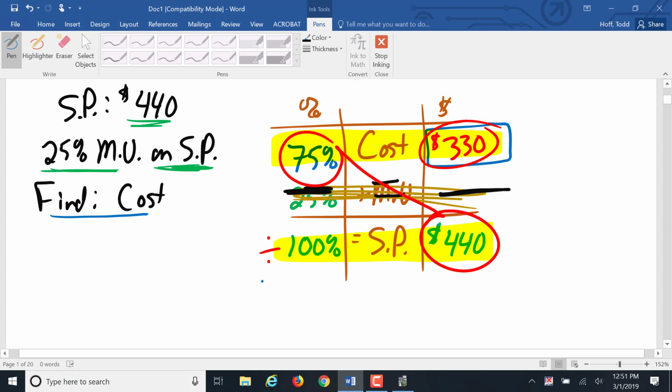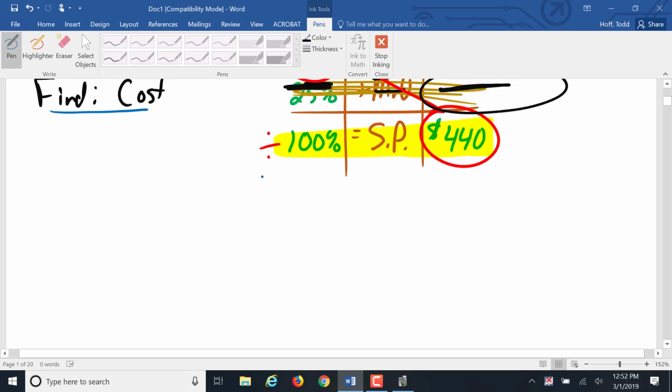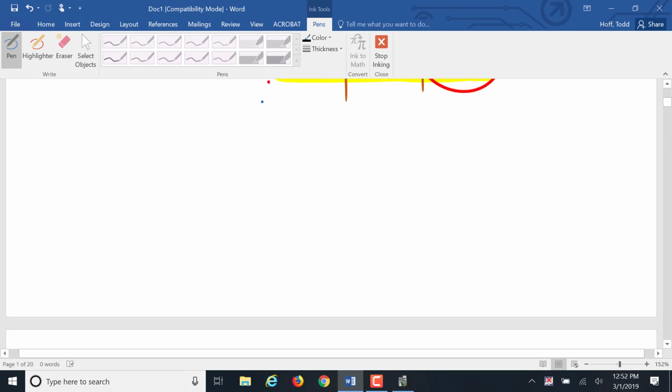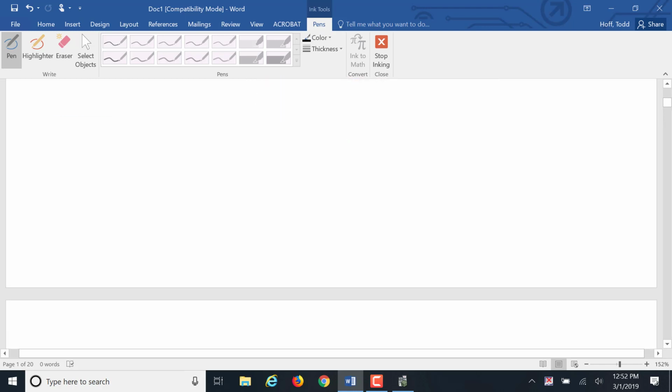Now, in each of those last two problems, you may have seen that there were other ways we could have gone about it. In this one, we could have found the dollar amount of the markup first and subtracted to get back to the cost. And we wouldn't have had to deal with combining our percents over here. But in many cases, we have to be able to work with those percents.